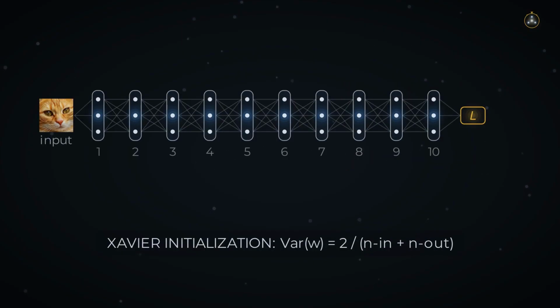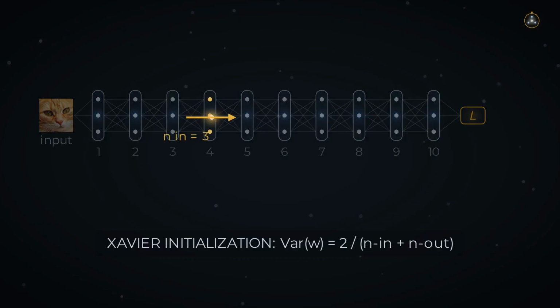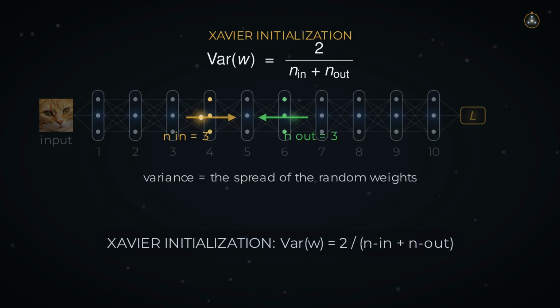The forward signal comes in through the inputs, so it wants 1 over n in. The backward gradient comes in through the outputs, so it wants 1 over n out. Xavier initialization splits the difference. Set the variance to 2 over n in plus n out. One rule, and both directions stay close to steady. It even ignores the bend between layers, and still works remarkably well.